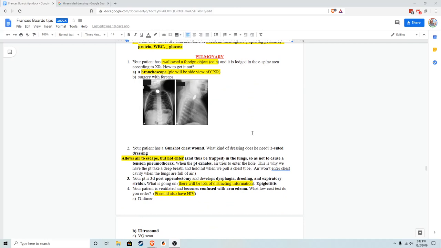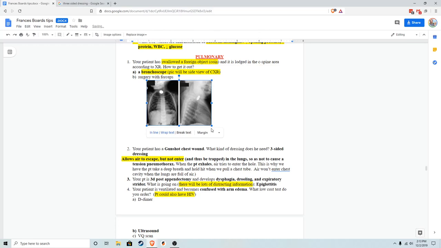So number one, this is an extremely common question on the board exam. I had it, looks like Francis had it as well. From reading the boards, a lot of people have this same question. So this is one to star highlight. You will probably get this one. So the question is, a patient has this x-ray and it appears that they may have swallowed a coin. How do you get it out?